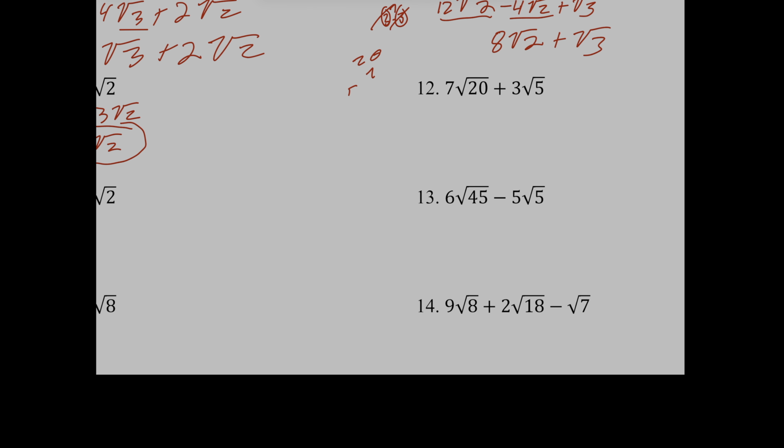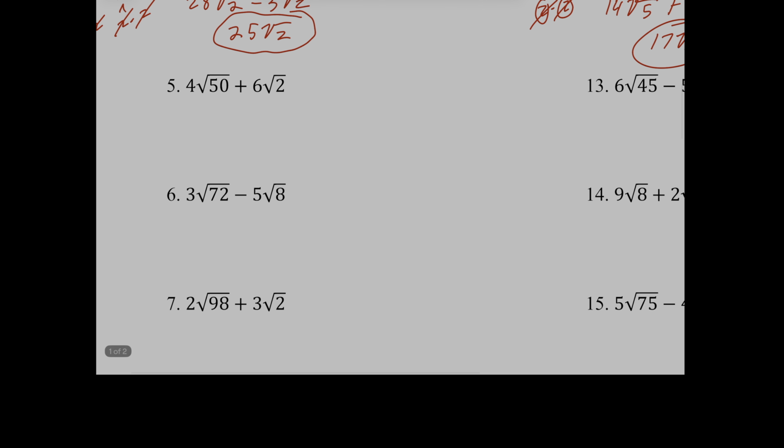But I can take that 20 and go 5 times 4, and that's going to be 2 times 2. And I'm going to realize I can pull out a 2 to go with that 7, and I'm going to get a 14 root, what's left over, 5, plus 3 root 5, and I'm going to get a 17 root 5. Okay, let's keep going.